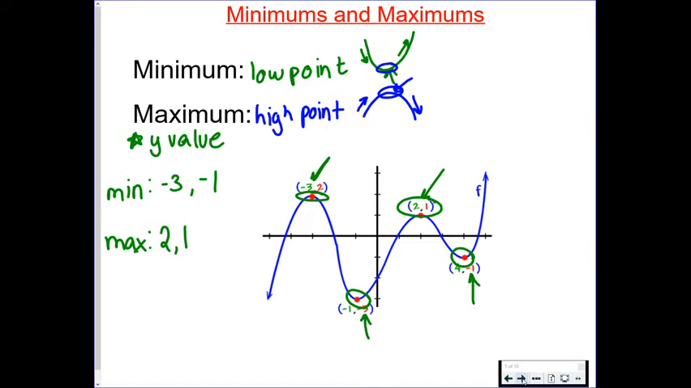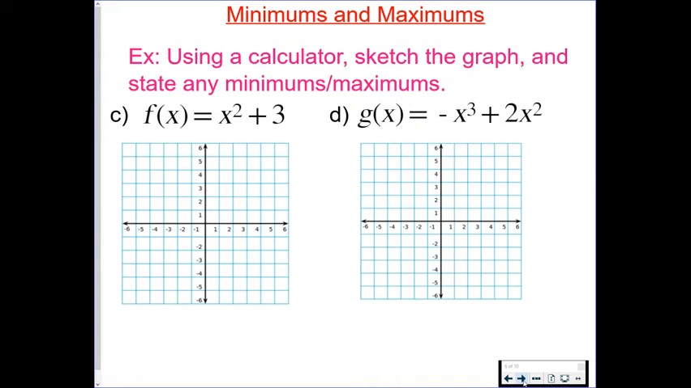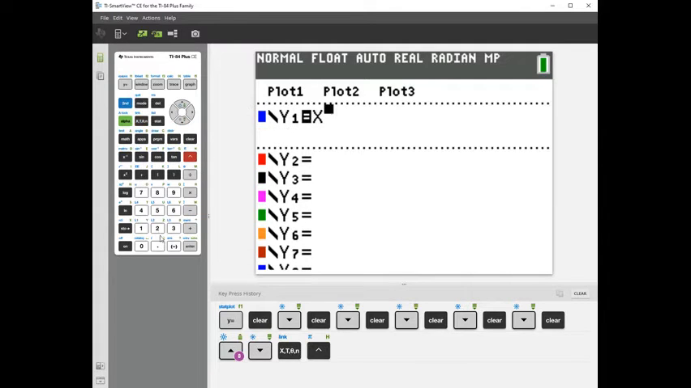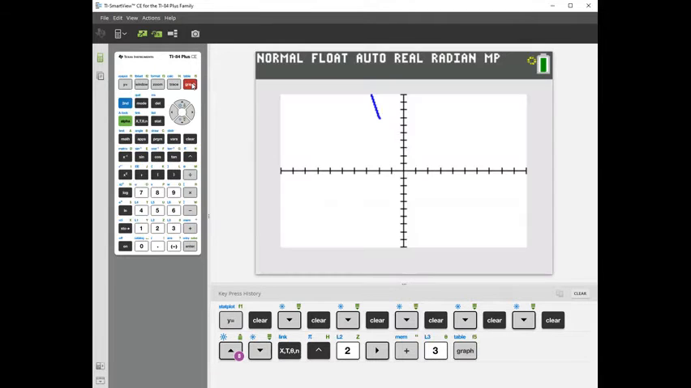Let's go ahead and go through a few examples. It says, use a calculator, sketch the graph, and state any minimum or maximums. So let's go ahead and type this one in the calculator so you can see how it looks. Okay, let's type in the first one. f of x equals x squared plus 3. On my calculator, I'm going to type x squared plus 3 and then hit the graph key in the upper right-hand corner. And there's my graph. You'll notice that it is a parabola because it's a quadratic equation.